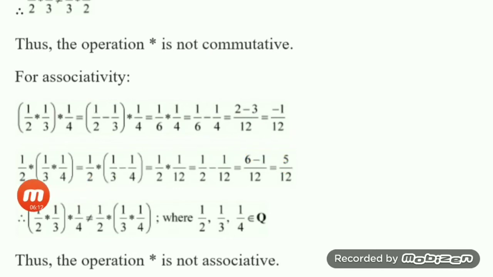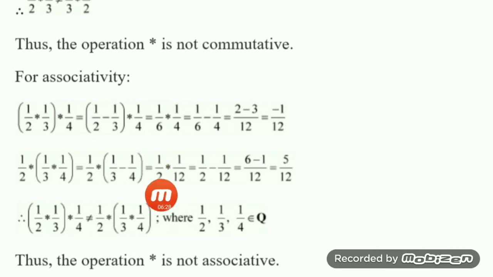Now you change the position of the bracket. Half keep as it is. Give the bracket between the second and the third. Write down, first do the calculation of the brackets. Half star, it becomes what? Difference of the first minus second, 1 by 3 minus 1 by 4. The calculated value over 12: 4 minus 3 is 1.